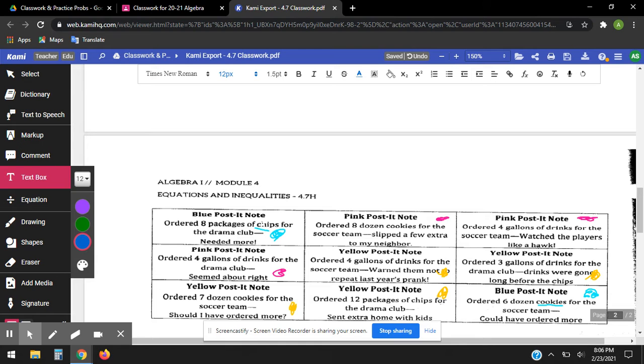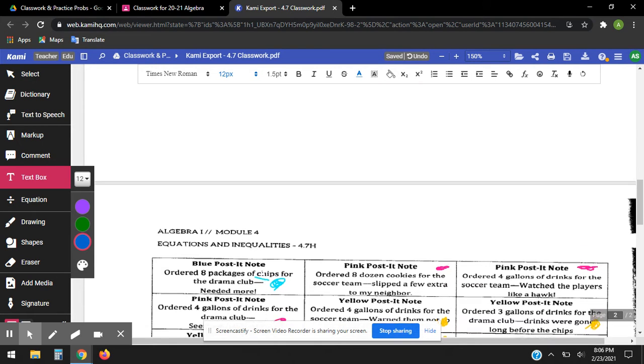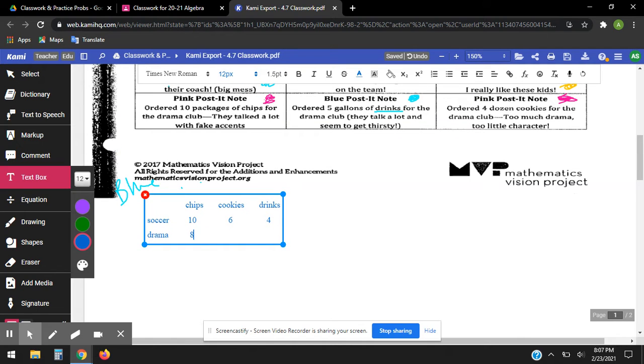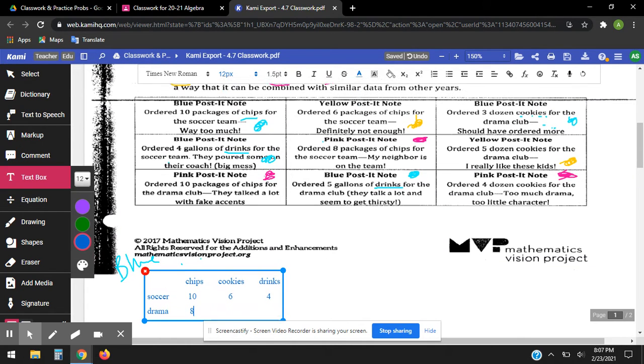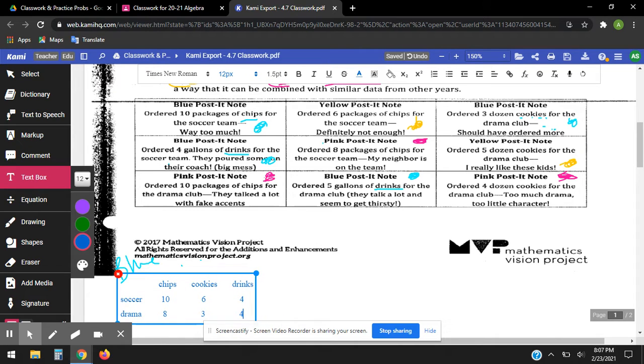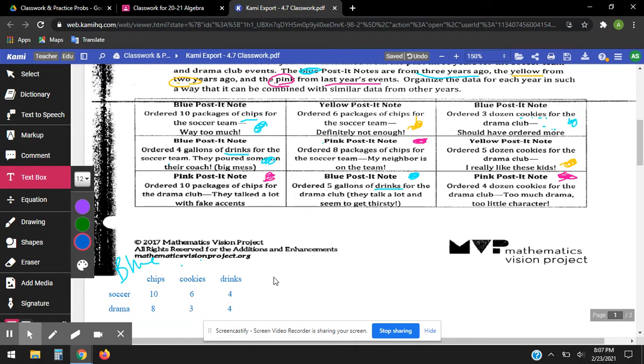Okay, 8 packages of chips for the drama club. So I said 8. And then cookies up here, 3 dozen cookies. So we're going to do 3 for that. And then for their drinks was right here, 4. Okay, so this is what we have under the blue sticky notes.